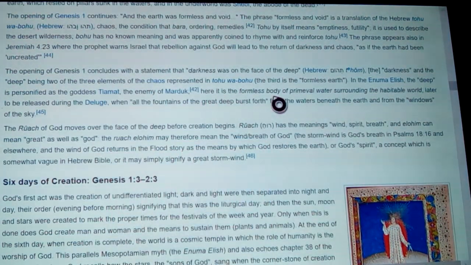Here it is a formless body of primeval water surrounding the habitable world, to be released during the deluge, when all of the fountains of the great deep burst forth from waters beneath the earth and the windows of the sky. So again, in this model, they're holding back water, which everything is made of water, and we're floating in water.